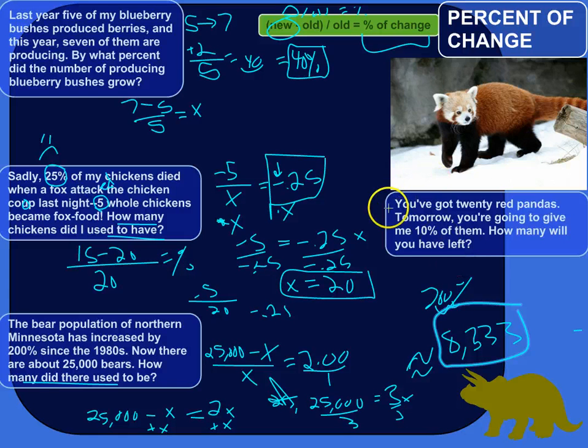I'm going to let you solve this one because I'm taking a lot of time here. You've got 20 red pandas. Tomorrow you're going to give me 10% of them. How many will you have left? So you're solving for what's the new number of red pandas. It's going to go down by a certain number, and that's going to represent a certain percent of change. Why don't you see if you can solve that following this model, following what we've done. All right, good luck. Have fun. Red pandas are awesome.